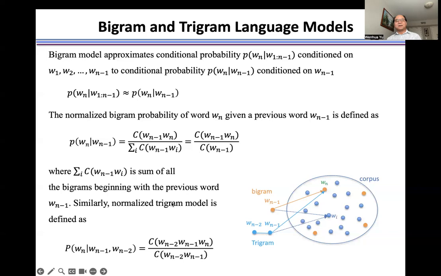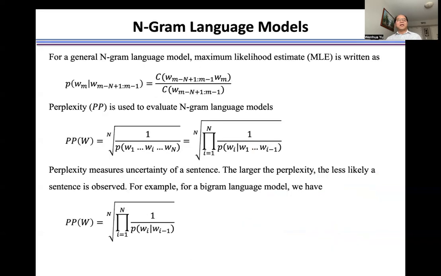Similarly, the normalized trigram language model is defined as this conditional probability. The numerator is the count of these 3 words starting from the history, divided by the denominator, the count of the 2 history words. For a general N-gram language model, the maximum likelihood estimate is written as this conditional probability. We calculate the count of all the N words, divided by the count of the history words.